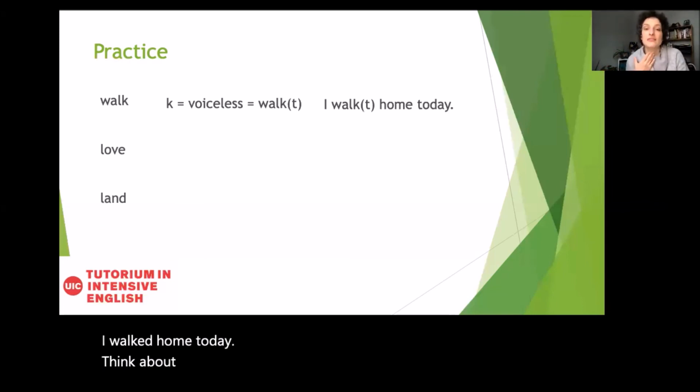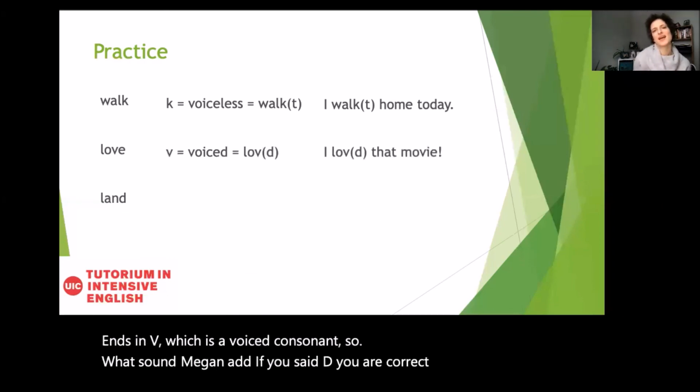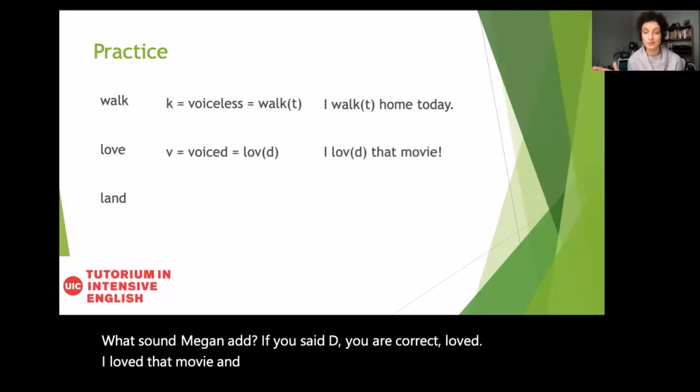Okay, let's think about love. Love ends in V, which is a voiced consonant. So what sound am I going to add? If you said D, you are correct. Loved. I loved that movie. And notice it's still 1 syllable.